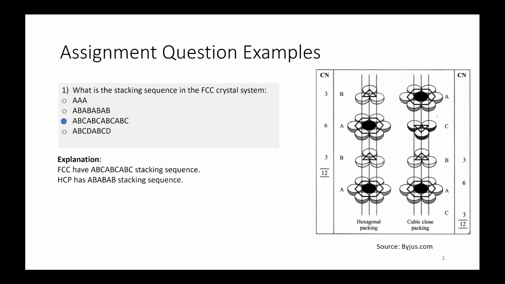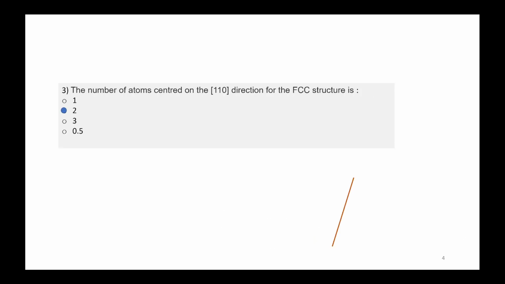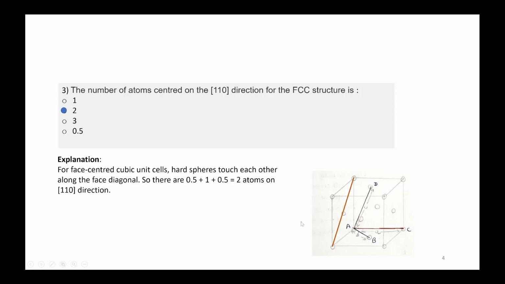Then, if we have to represent a single unit cell of FCC in the form of ABC, how can we represent ABC in case of FCC? I have drawn the figure. You just tell me, is it fine? Yeah, the figure you have drawn.